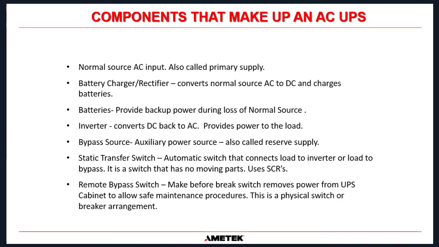And then obviously we have the batteries, and the batteries are there solely to provide backup power during a loss of normal source. Okay. And then the inverter converts that DC back to AC and provides power to your critical load circuits. Then we have a bypass source, which is the auxiliary power source, which once again confusingly can also be called the reserve supply. It's just a backup power supply, just in case everything fails, we have something to transfer to if absolutely necessary.